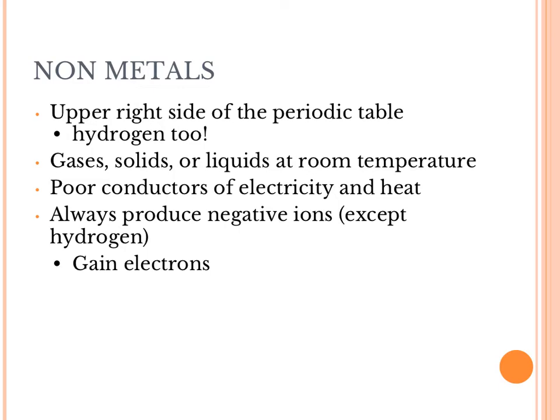Now, the other thing that you need to know about them is they always produce negative ions, with the exception of hydrogen. Hydrogen is a nonmetal but behaves like a metal. We'll get to that. But all the other nonmetals on the right-hand side of the periodic table produce negative ions, or in other words, they gain electrons.